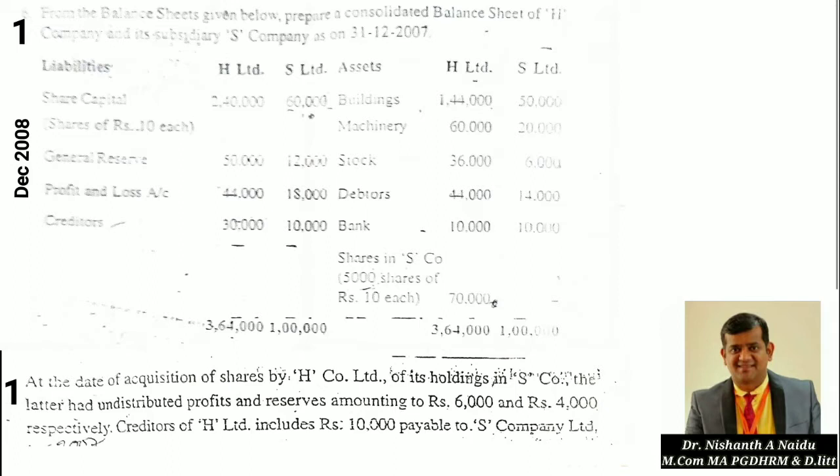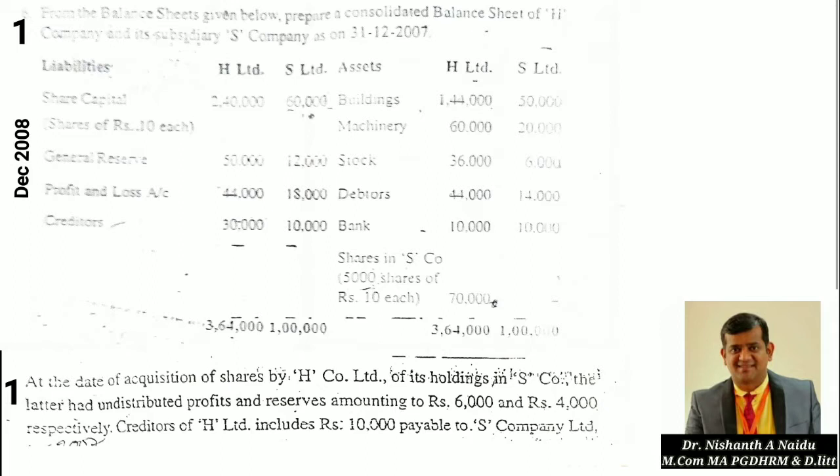Next, move on to the general reserve. Under general reserve, go to the H Limited amount column and write down 50,000 rupees, and in S Limited 12,000 rupees. Then we have profit and loss account: H Limited 44,000 rupees, S Limited 18,000 rupees. Then creditors: H Limited 30,000 rupees and S Limited 10,000 rupees.